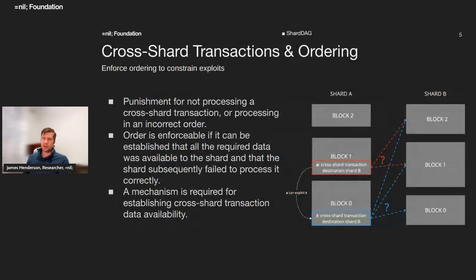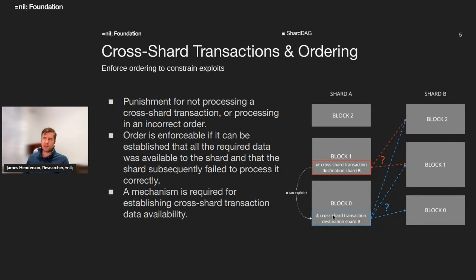All right, so to make this idea clear, I've got a simple example here on the right-hand side. Let's say we have two shards, A and B, and we have two cross-shard transactions that happen to be in shard A. The red one here is an exploitative cross-shard transaction in that if it's processed earlier than the blue one, then it can exploit the blue cross-shard transaction.